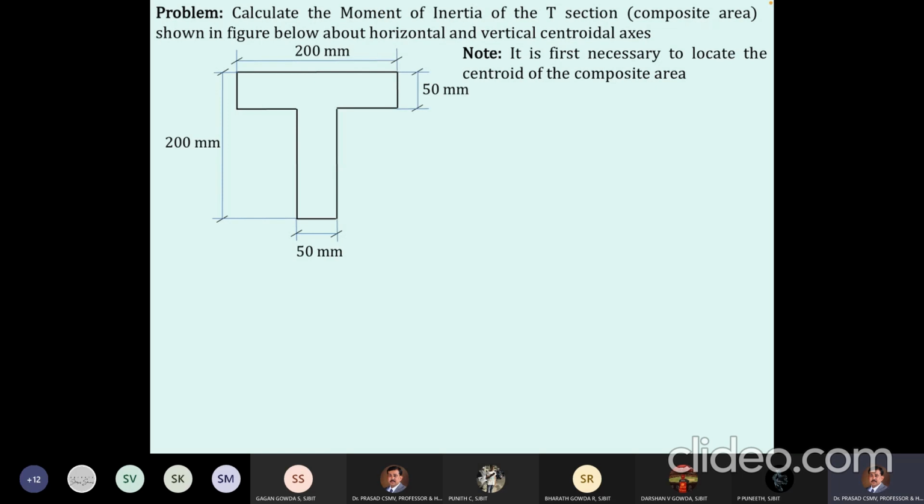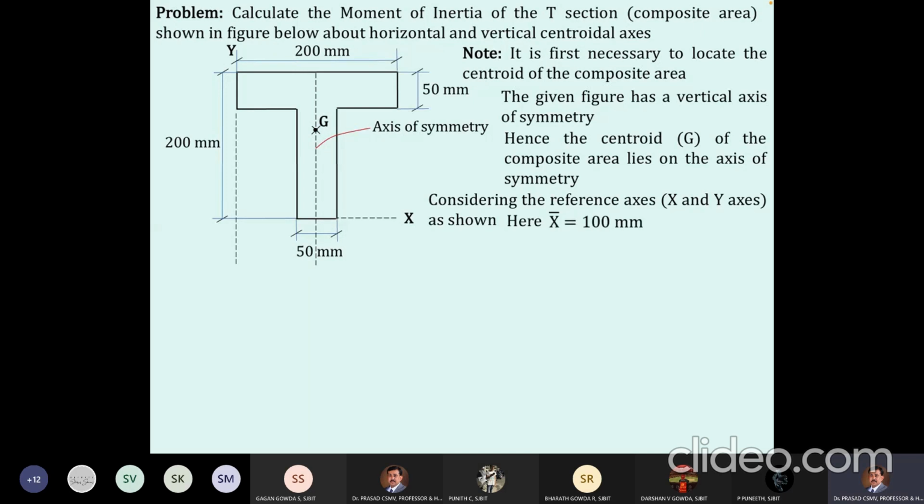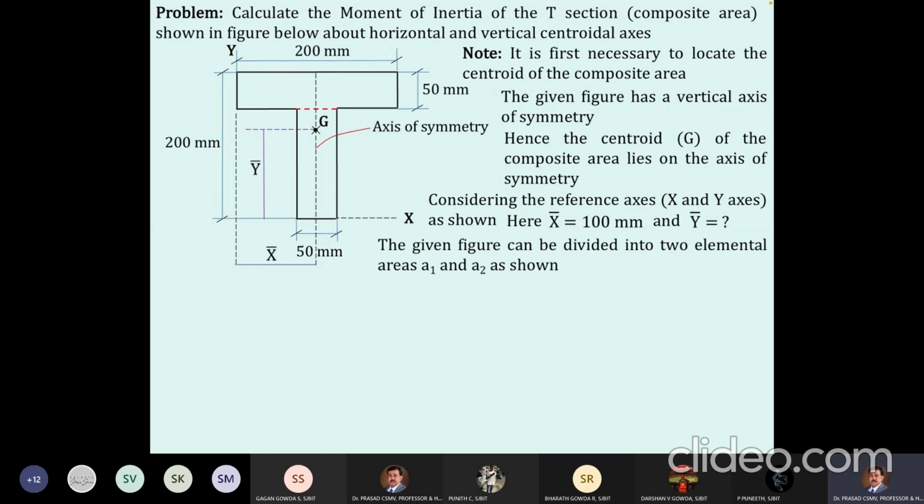Before that, if you observe the given figure, it has an axis of symmetry, yes or no, a vertical axis of symmetry is there. When a given figure has an axis of symmetry, G will lie on that axis of symmetry, slightly towards the portion where there is more area. So locating G means you have to calculate X bar and Y bar from the reference axis. I have taken the x axis here. X bar is equal to 100 mm and Y bar is equal to what? Question mark, because I can't predict the Y bar value. I have to calculate it by our regular principle.